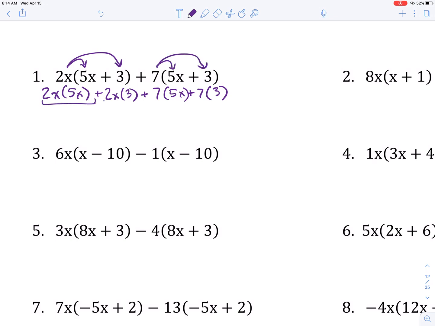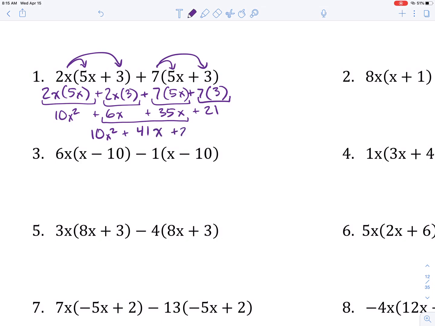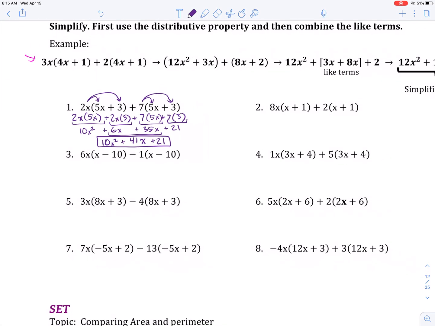And then we're going to go ahead and multiply each one of these little sections here. I'm going to get 10x squared plus 6x plus 35x plus 21. And then, of course, when we combine like terms, the last step, we're just going to combine those two. Those are the only terms with the same variable raised to the same power. So we're going to just stick those two together to get that statement right there.